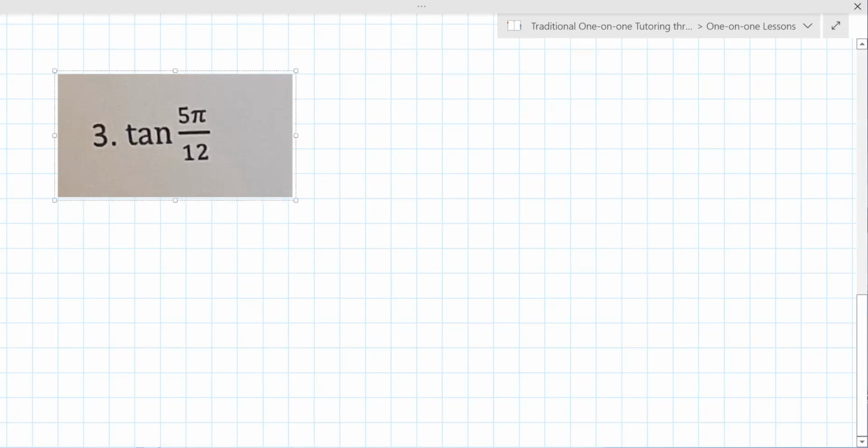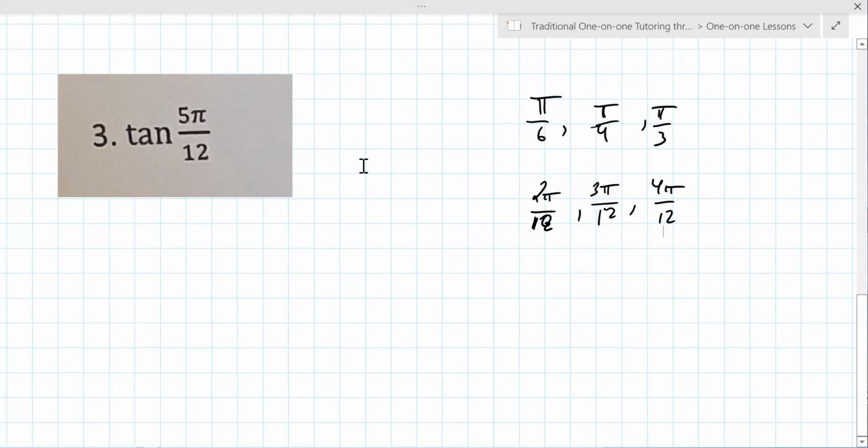So tangent's a little harder to memorize. But even before that, we have to decide which of these we are using. We've got 2 pi over 6, 3 pi over 12, and then 4 pi over 12. And how do you get to 5 pi? Hopefully you can see you add the first two. This becomes tangent pi over 6. You always go back to the originals, plus pi over 4. And that's going to be your alpha and your beta.